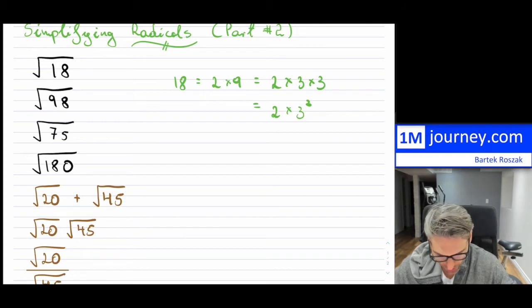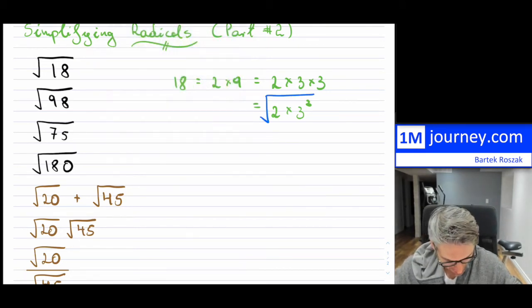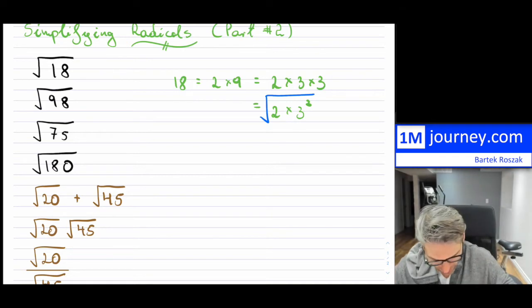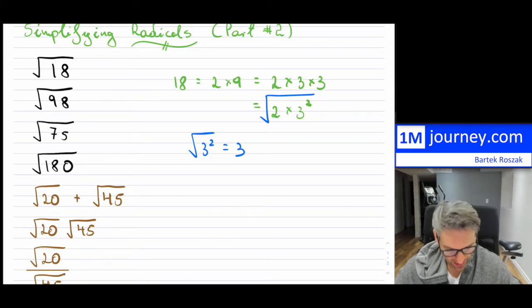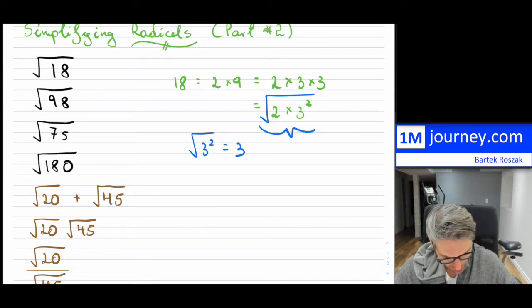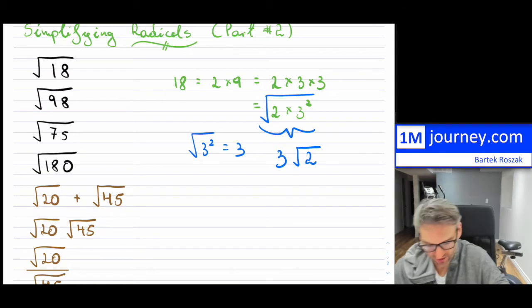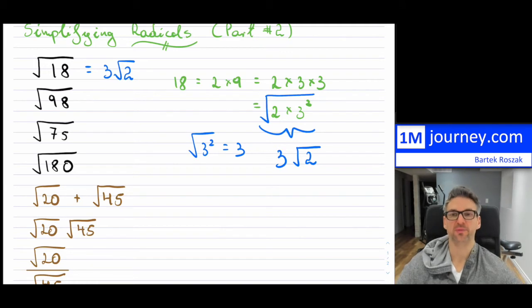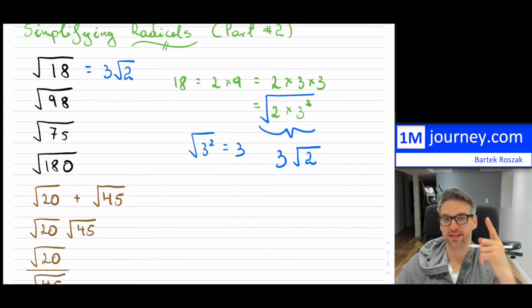So when you're trying to simplify now, because you have the radical, you're taking the square root. So notice that the square root of 3 squared is just equal to 3. And therefore, this entire thing is going to simplify. You can take the 3 and it goes in front of the radical sign, and then the 2 will just remain underneath. So your answer here is actually 3 times the square root of 2. That's the simplified form of this particular example.